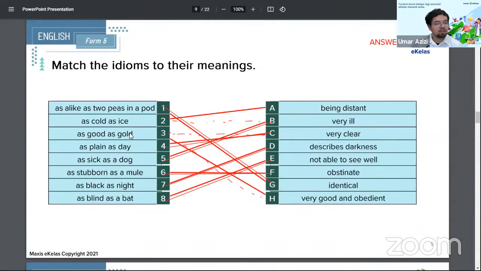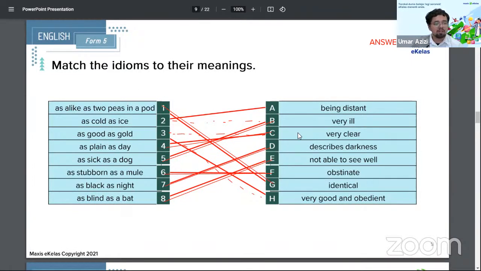As good as gold is very good and obedient. As plain as day, very clear. As sick as a dog is very ill. As stubborn as a mule, obstinate. As black as night, very dark, or describes darkness. And as blind as a bat talks about not being able to see very well. And those are the options.